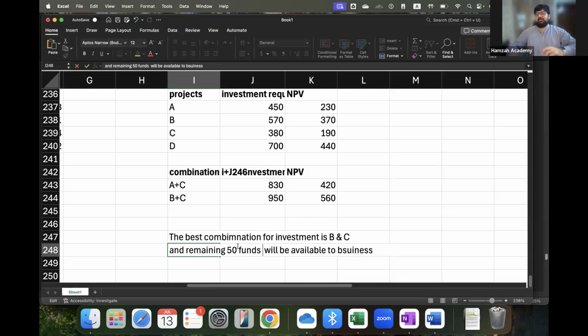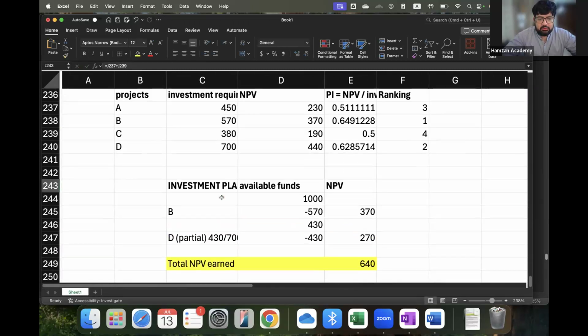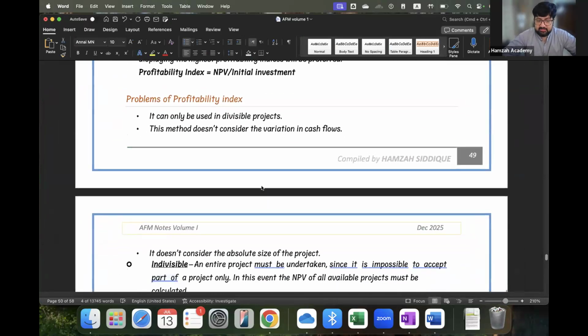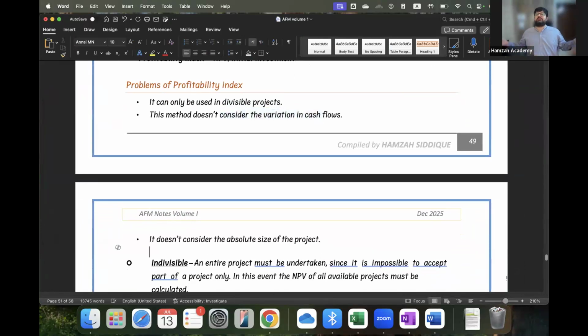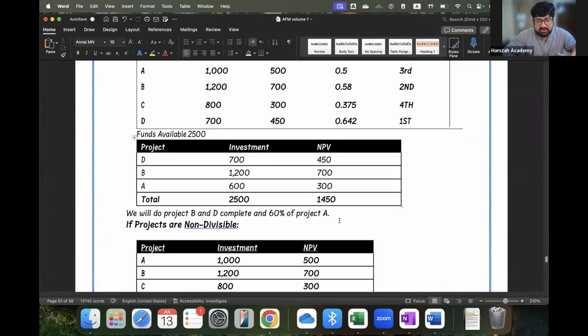Now, the next point is, students, single period capital rationing profitability index has some drawbacks. It does not consider variation in cash flow, of course. It does not consider size of project. It talks about profitability only, of course, because it makes decisions based on this factor. Some examples are given here as well.